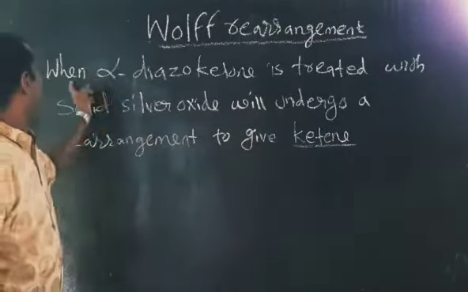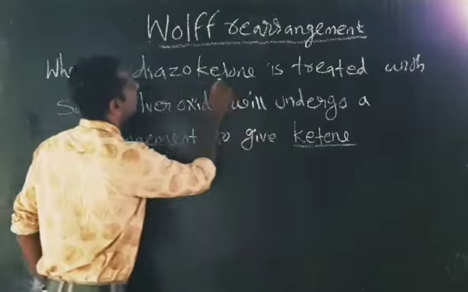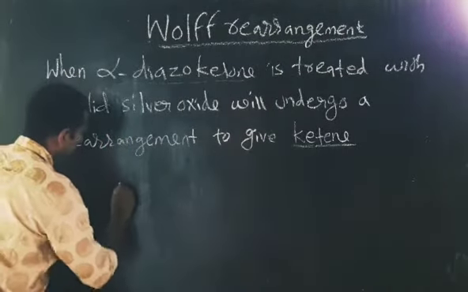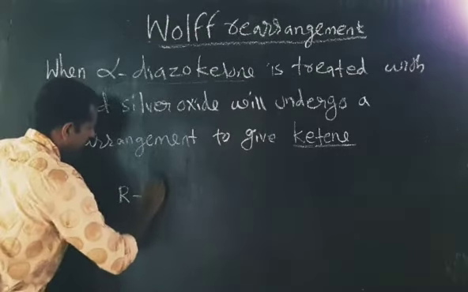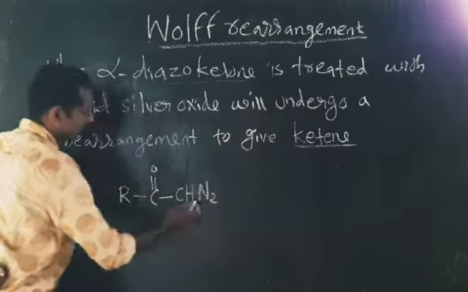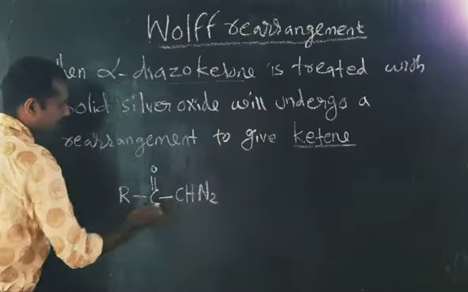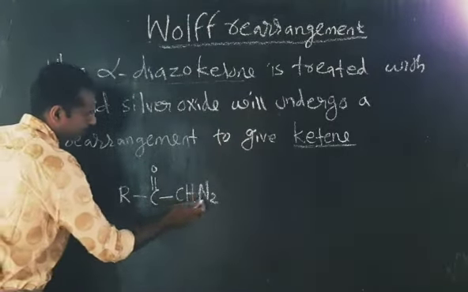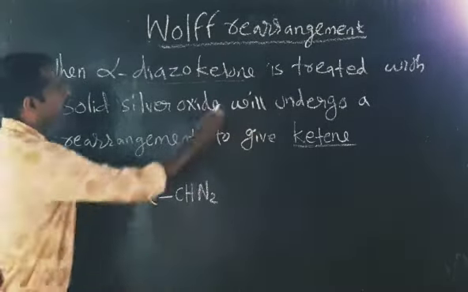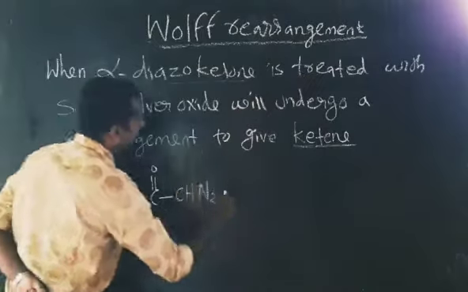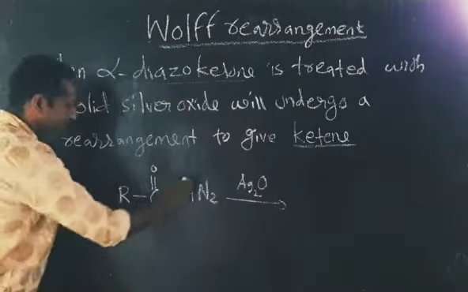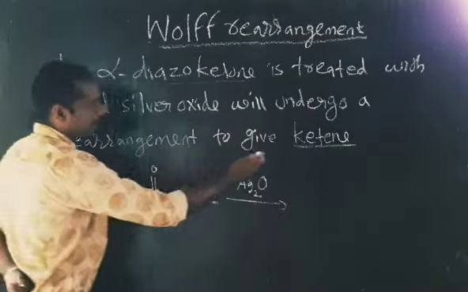So look at it here. When alpha diazoketone, how do you write alpha diazoketone? R C double bond O CHN2. This is alpha diazoketone. This is the alpha position. Alpha diazoketone is treated with solid silver oxide, Ag2O, and will undergo a rearrangement and you will get ketene.